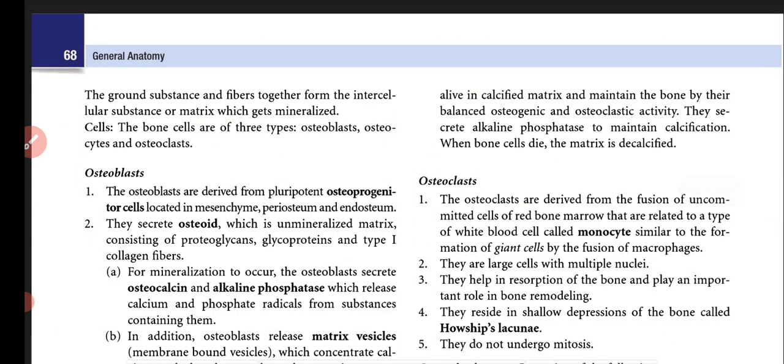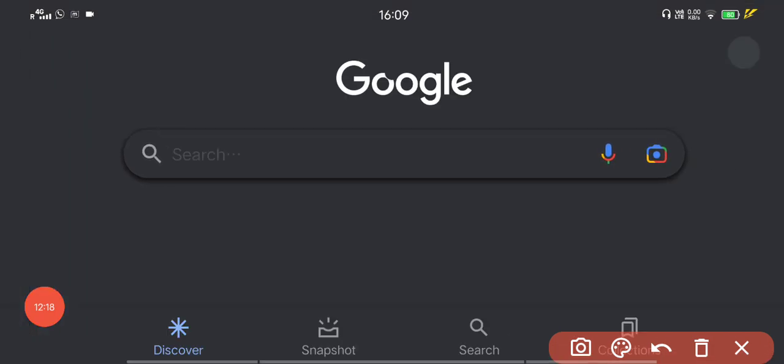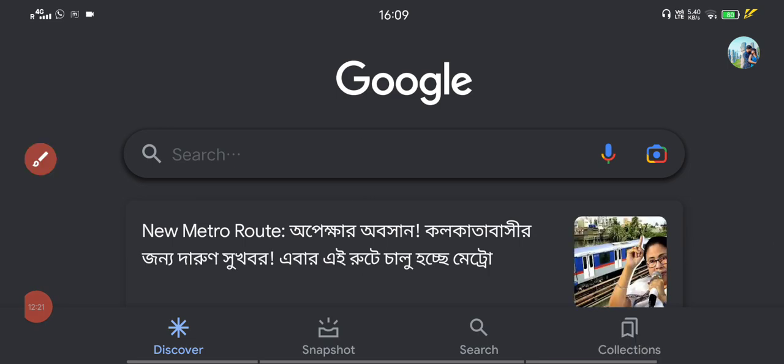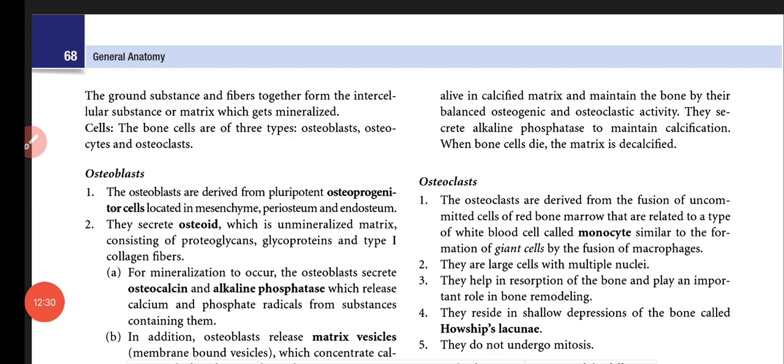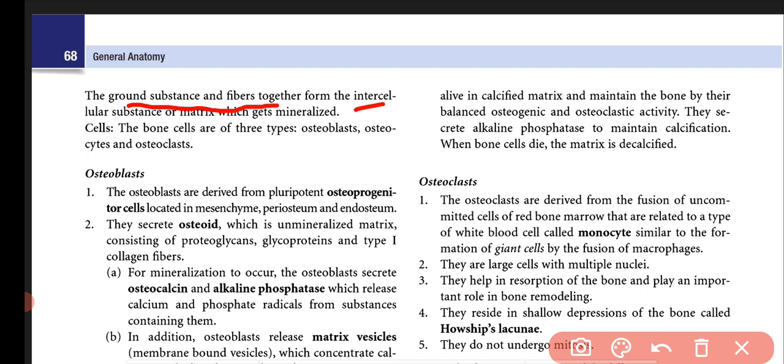The ground substance and fibers together form the intercellular substance, which is also known as the matrix of the bone.